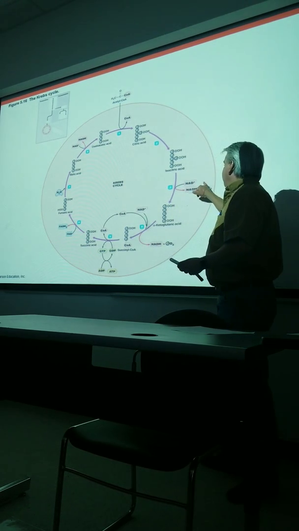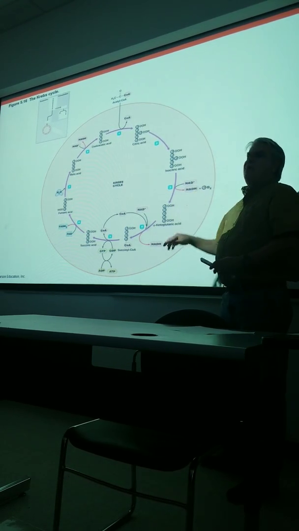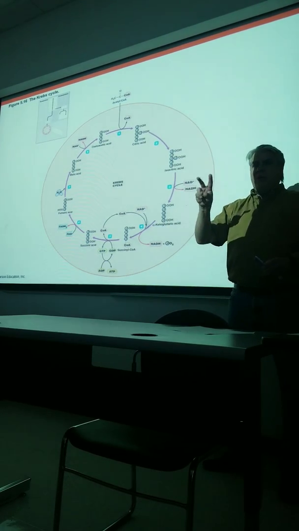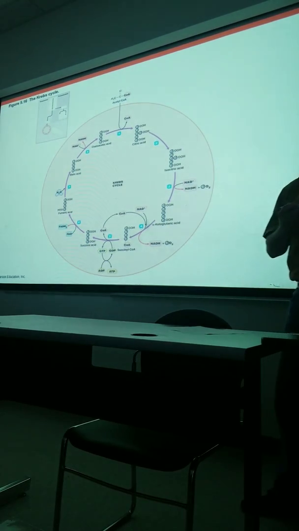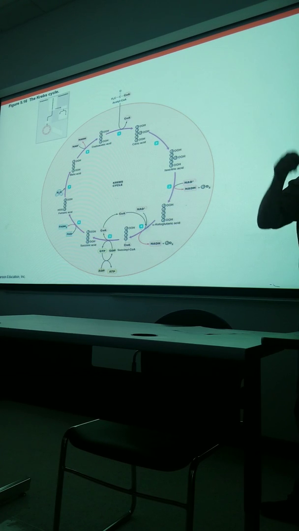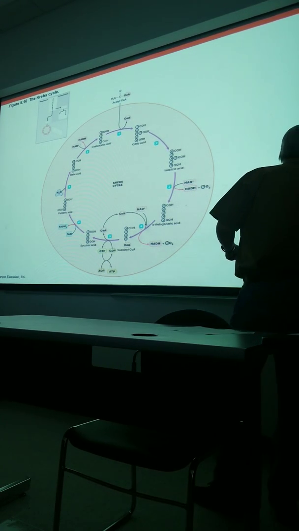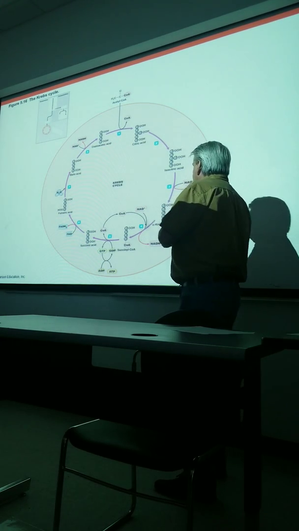CO2. So how many times are we going around this cycle? Twice, right? So how many CO2s did we just pull off from the whole thing? 2, right? So 2 more. Okay. Now you're going to go on to alpha-ketoglutaric acid.